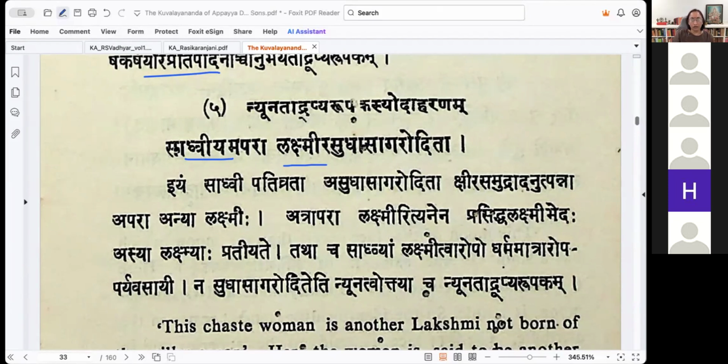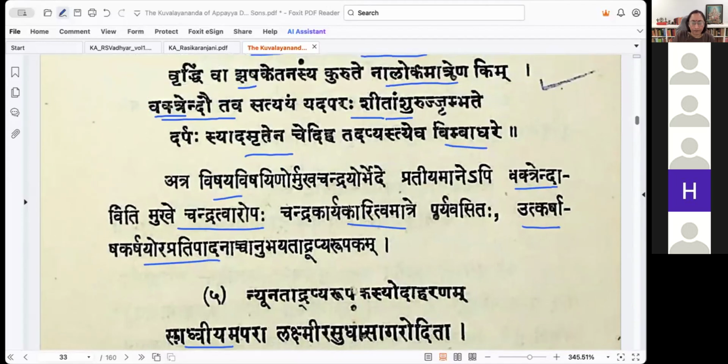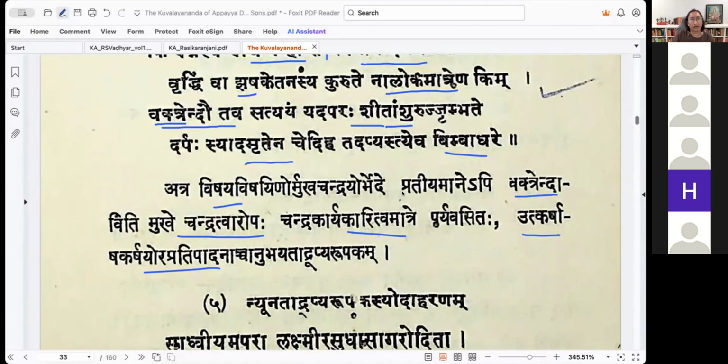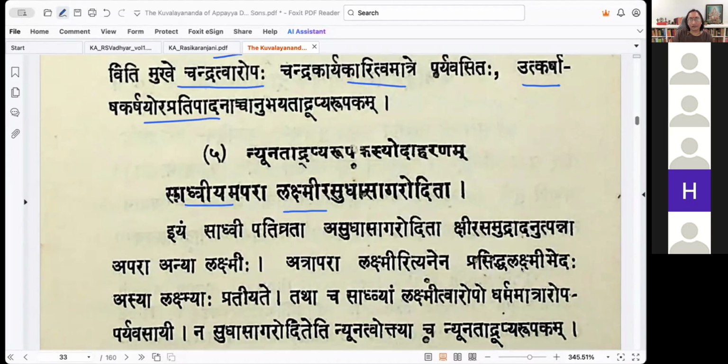Okay. An example of nyuna tadrupya rupakam: sadhvi iyam apara lakshmih asudhasagara uditā. Excuse me, was it ujjrumbhate there? Ujjrumbhate means prakashate. I missed it. Okay, prakashate. Because jrumbha is like yawning, expanding, no? Expansion. So ujjrumbhate, darpena saha tatra prakashate iti. That's why. Ujjrumbhanam is the same as vijrumbhanam, right? Sometimes we say vijrumbhanam also, with the same meaning. Yes, vyaktataya vartate iti.